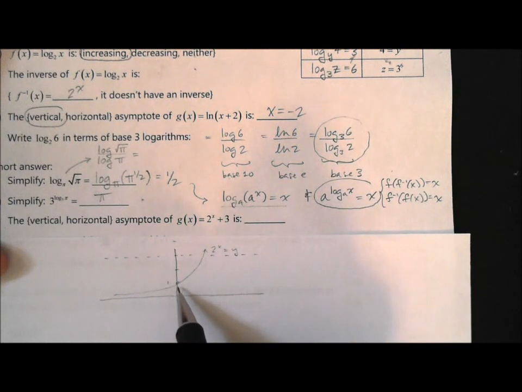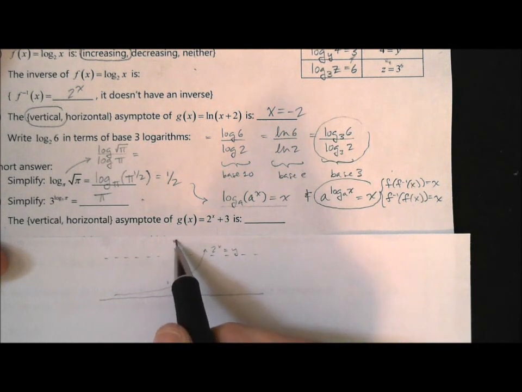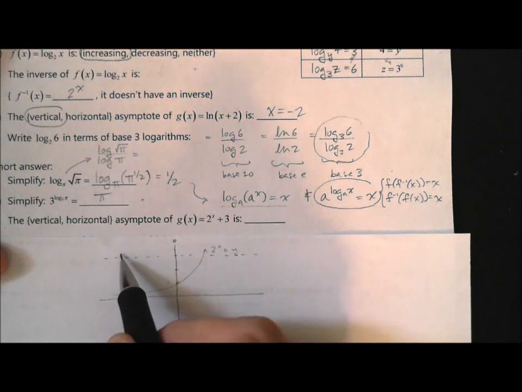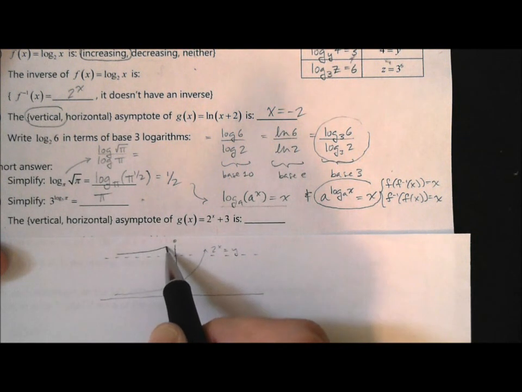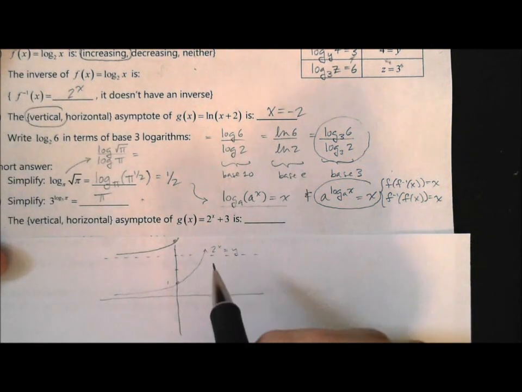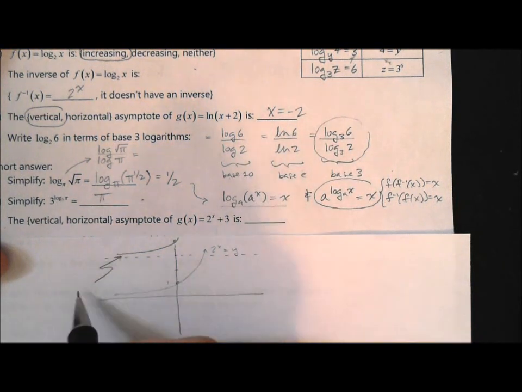And what was at 0, 1 is now at 1, 2, 3, 4. So the y-intercept has moved up here. So we get a graph that looks something like that. Okay? It's been shifted up by 3.